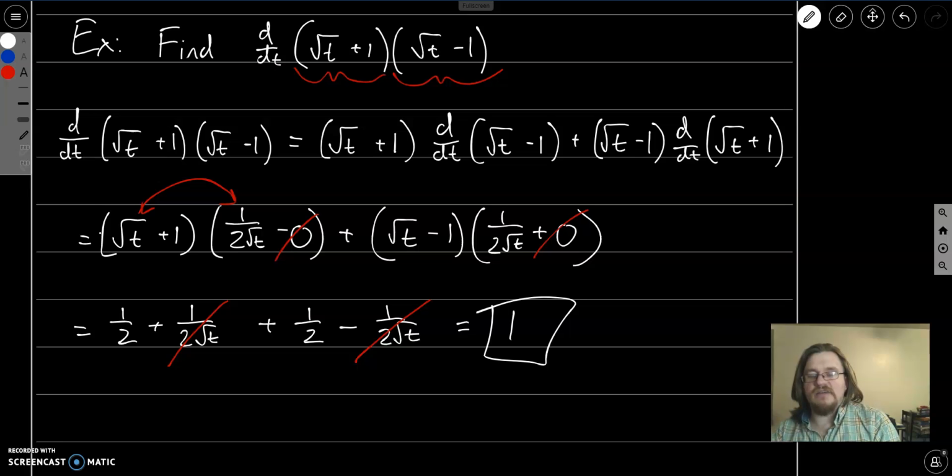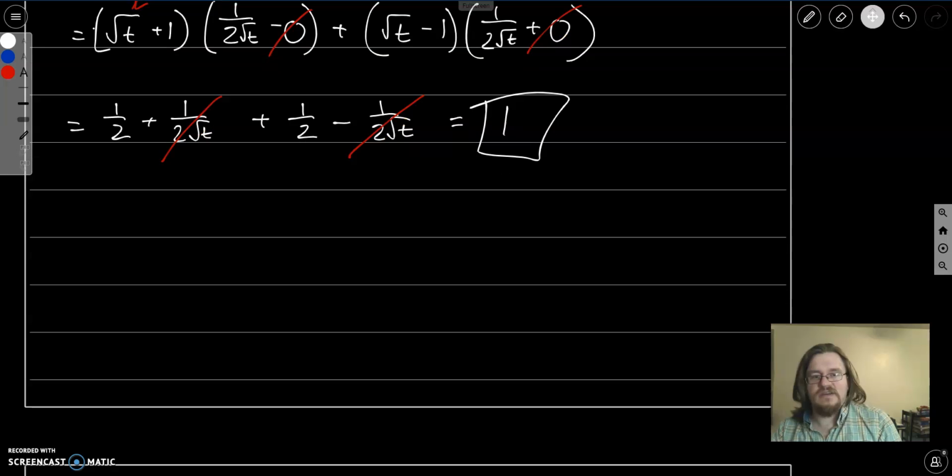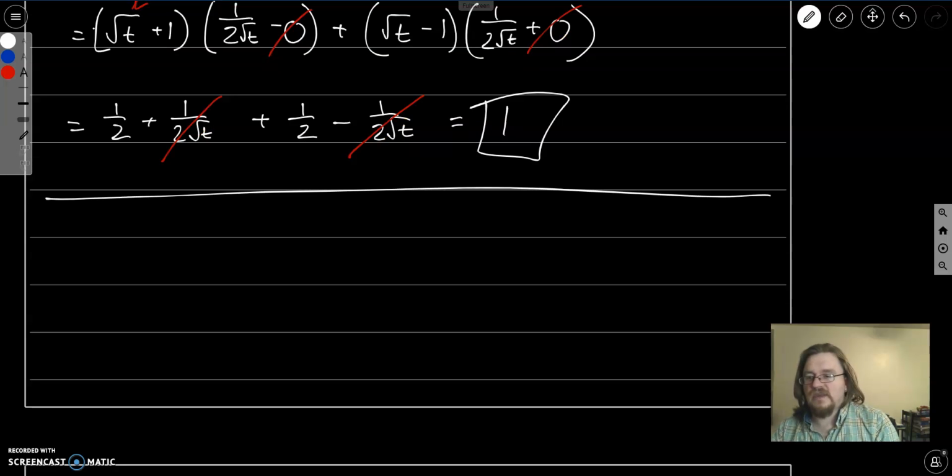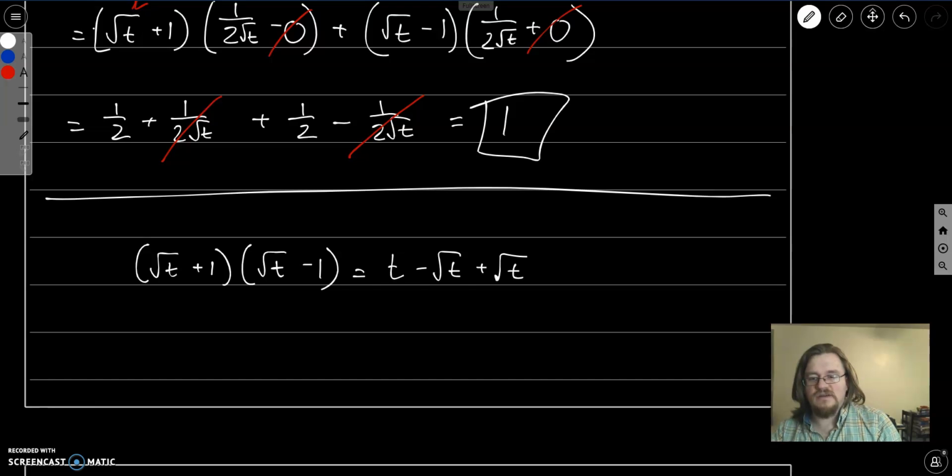Up here, I have two functions that I'm multiplying together. What happens if I were to actually multiply this out? What happens if I actually FOIL that out? So let's do this whole thing starting from the top. This is the function that I want to take the derivative of. Let's FOIL this out. So square root of t times the square root of t is t. Square root of t times negative 1. 1 times the square root of t. 1 times negative 1. These guys cancel. And we're left with t minus 1.